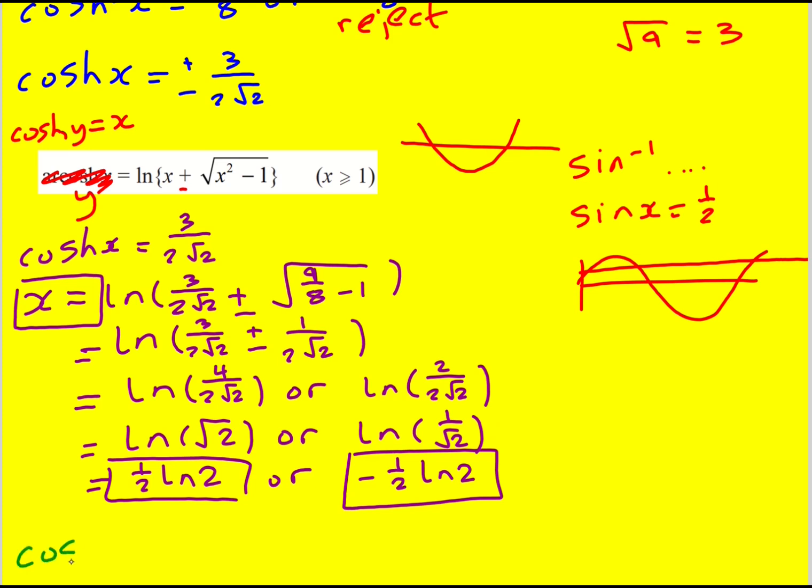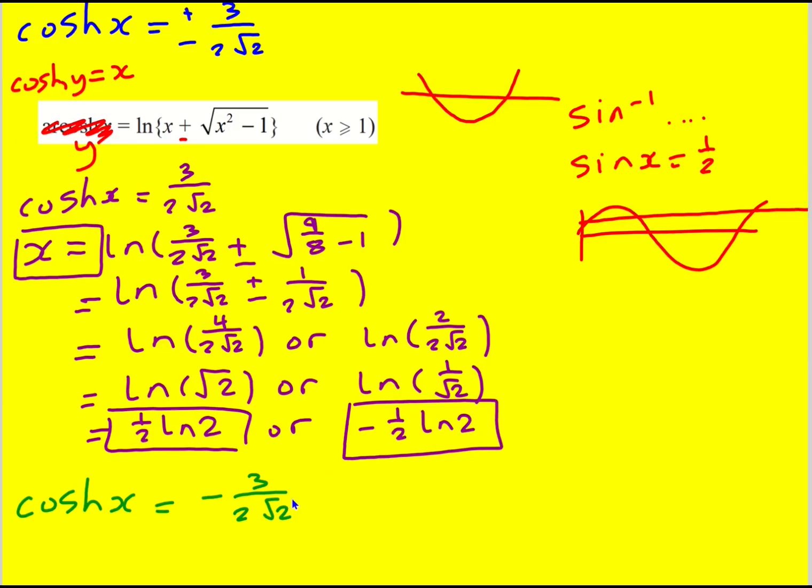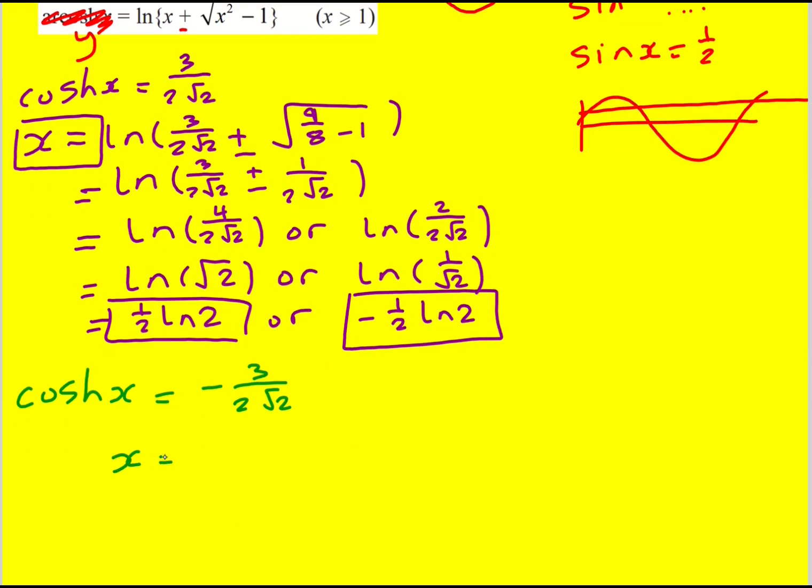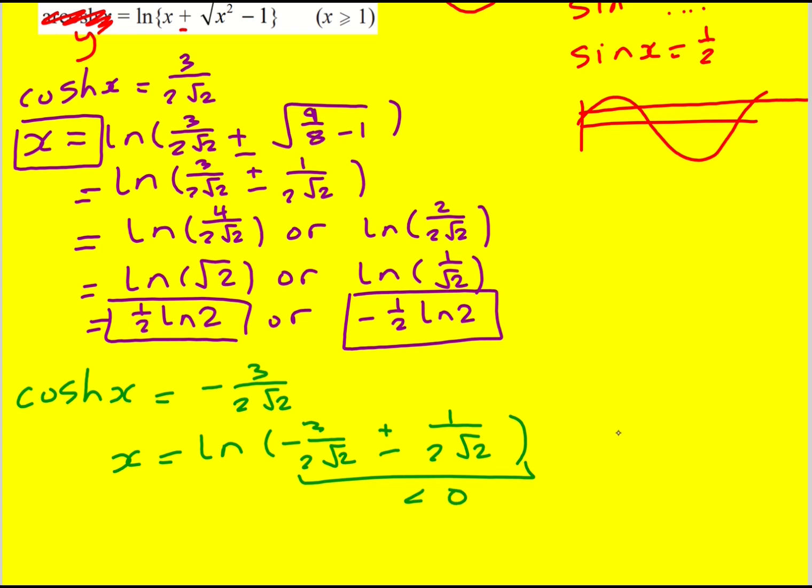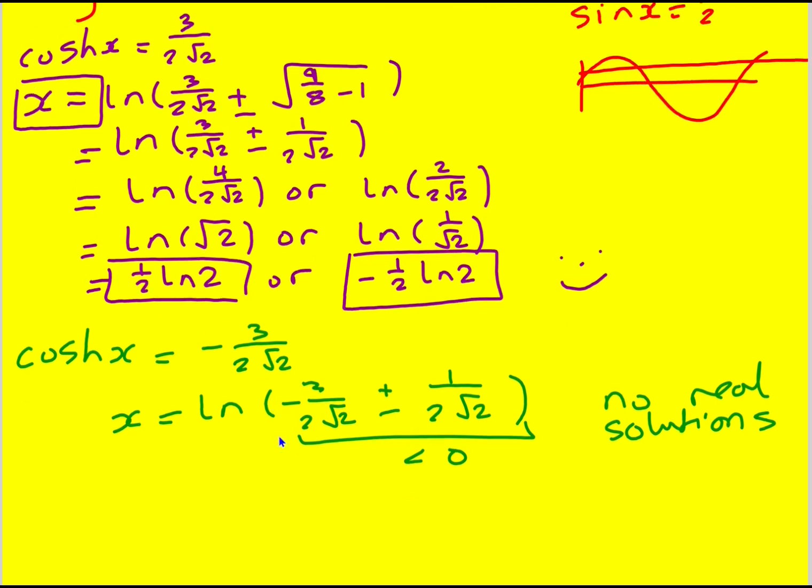If I now go with cosh x equaling minus 3 over 2 root 2, then we're going to get a similar sort of thing going on. x is going to be ln minus 3 over 2 root 2. Then it's going to be again plus or minus 1 over 2 root 2. But now it's going to be negative here. There's going to be less than 0, so no real solutions. So there we have it. These two solutions to the question, but you must include both.